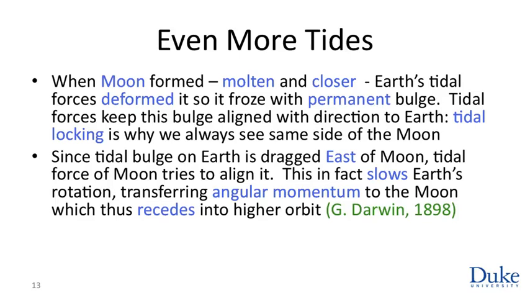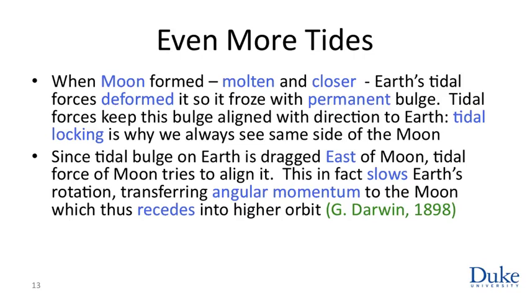The moon is not able to deform the Earth. But when the moon formed a long time ago, much closer to the Earth and molten, it was soft and closer to Earth. And the tidal force of Earth, remember, at a closer distance, with a mass bigger than the mass of the moon, you get more intense tidal forces. The tidal forces of Earth deformed the moon so that when it solidified, it froze with a permanent bulge.